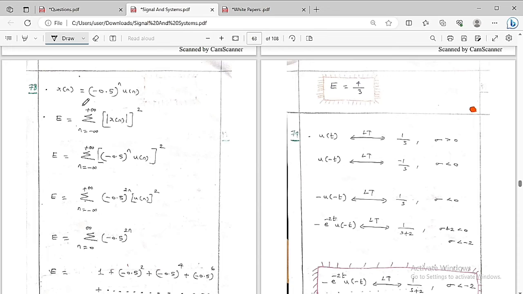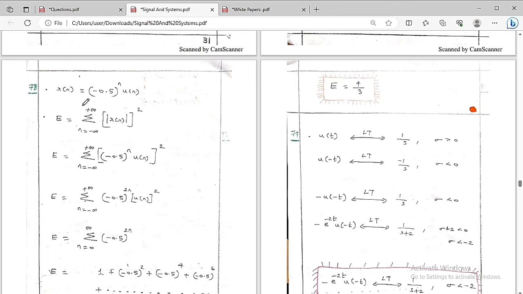Now what is x of n they have given? (Minus 0.5) to the power of n times u of n. This is the discrete time signal. I have already told you the expression of the energy in a discrete time sequence: E is equal to the sum from n equal to minus infinity to plus infinity of mod of x of n whole square. As there is no imaginary part, take the value as it is. If there is an imaginary part, we must take the magnitude.